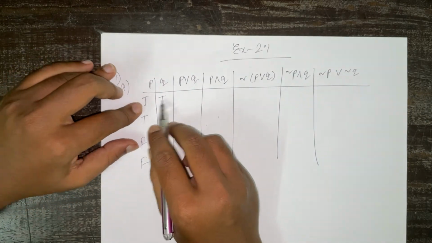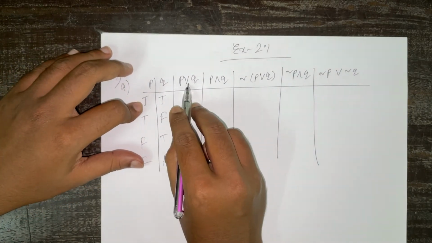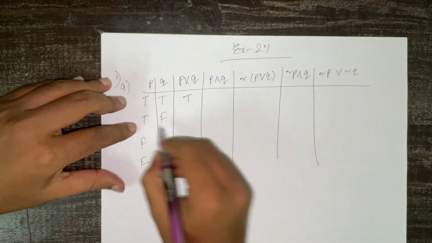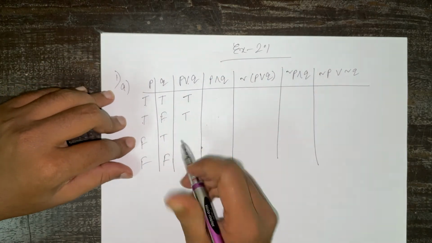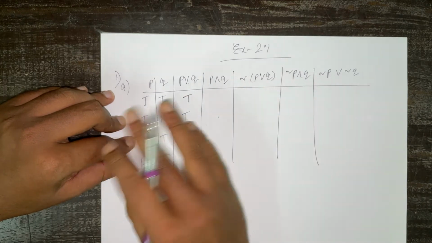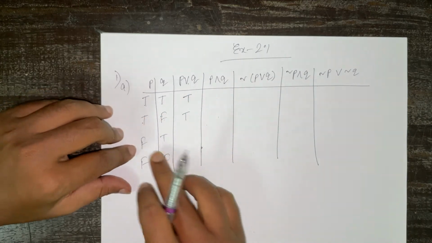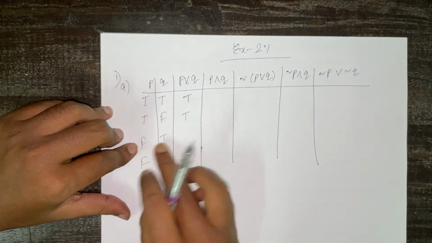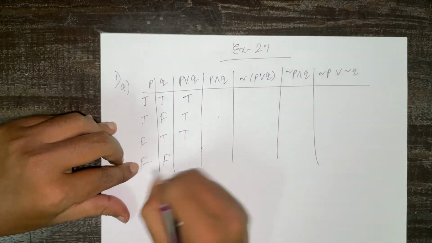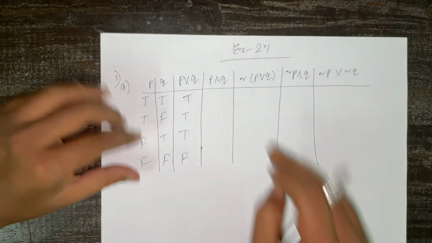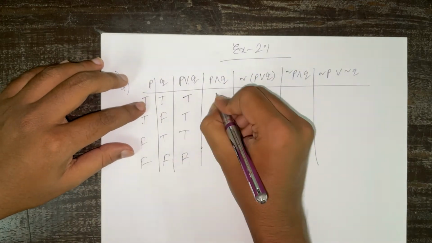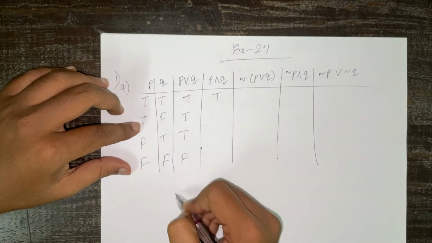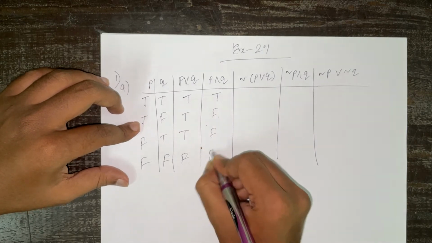If P and Q are both true, then disjunction is obviously true. True, false, disjunction is true. Disjunction means if either of the two is true, then it will be true. False and true, obviously true. But if both are false, this is false. Now we have conjunction. In conjunction, what did we see? If both are true, then only it is going to be true. Otherwise, in all cases, it is false.